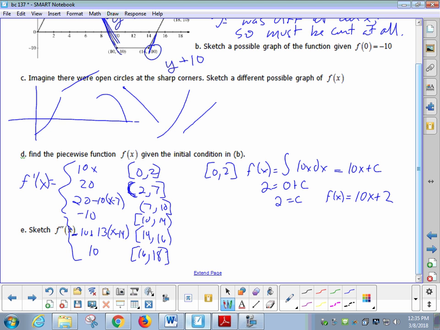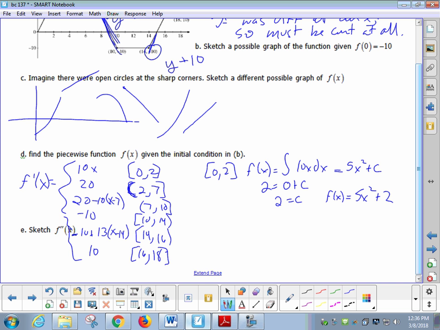You're not with me? Because I didn't integrate 10x correctly, is that why you feel it should be 5 halves x squared? Or just 5x squared, yeah. Sorry, you're right. That's better? Do you agree? Okay, thankfully, here's the payoff.